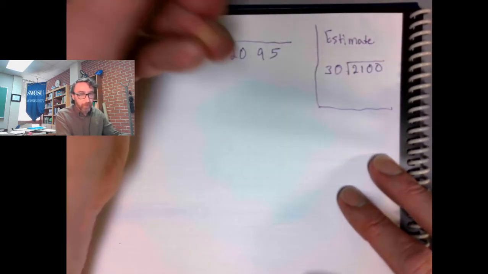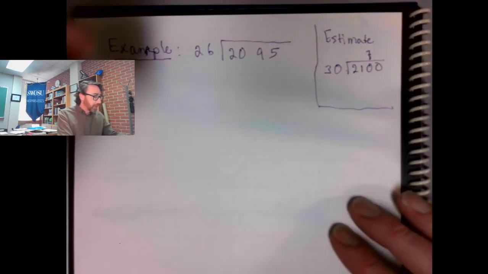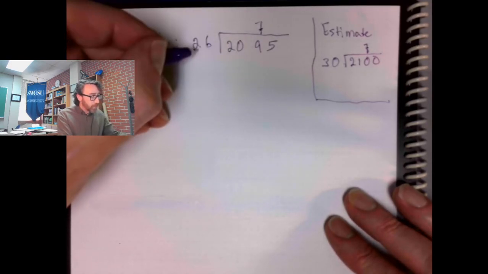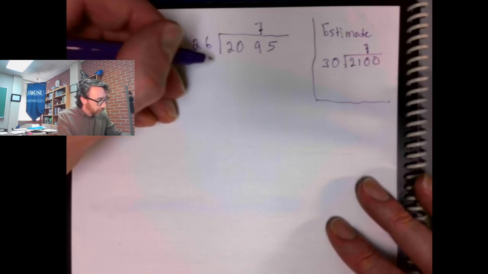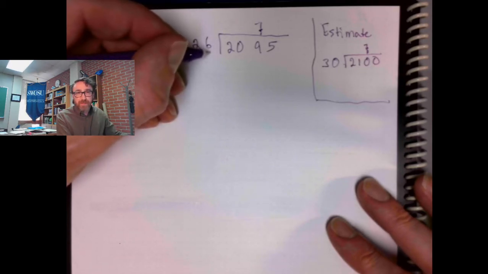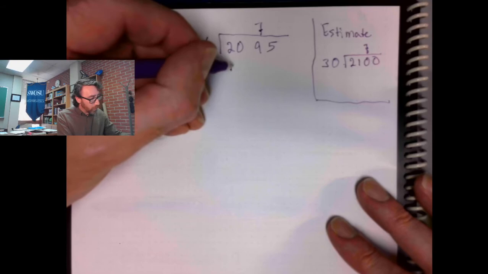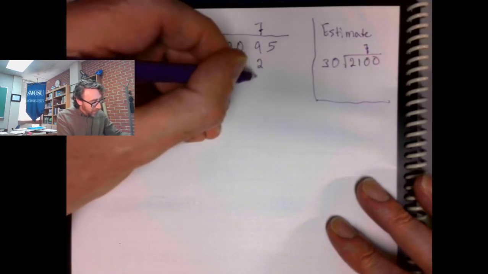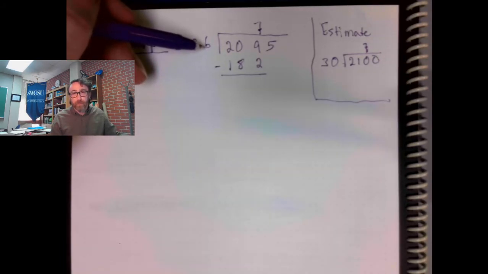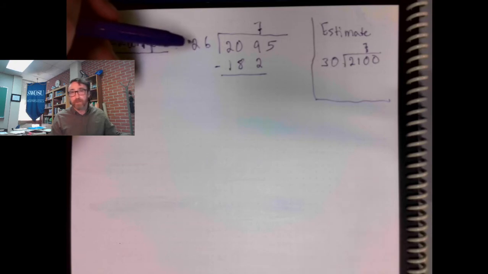That's the exact same thing we were doing just a second ago. And we decided, okay, that'd be 7. So let's try 7. Okay, 7 times 26. Well, 7 times 20 is 140. 7 times 6 is 42. So 182. How did I get the 182? Well, I took the 140 plus the 42, okay? That's the distributive property at work right there.